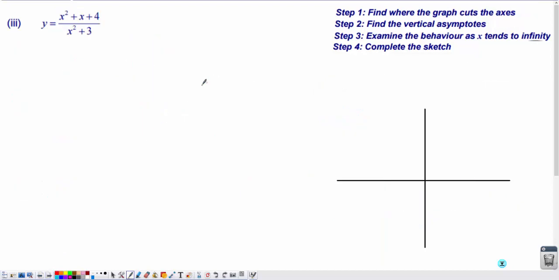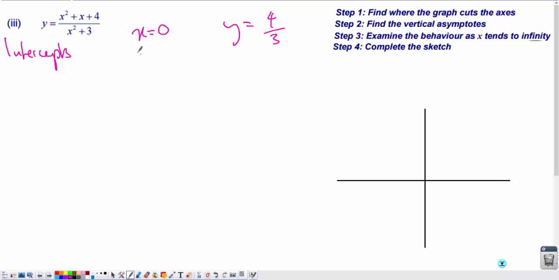Third example. I'm going to do this one a little bit quicker, hopefully, because these have been kind of slow. So first up, intersection points, so intercepts. Let's plug in x equals 0. When we plug in x equals 0, what do we get? Well, my numerator is 0 plus 0 plus 4, over 0 squared plus 3, so it's just 3.